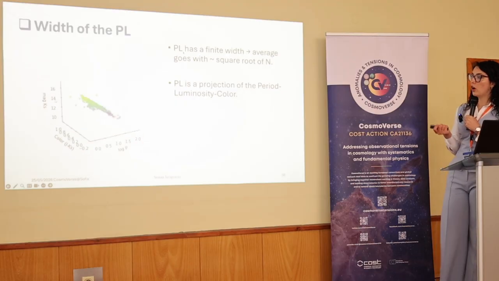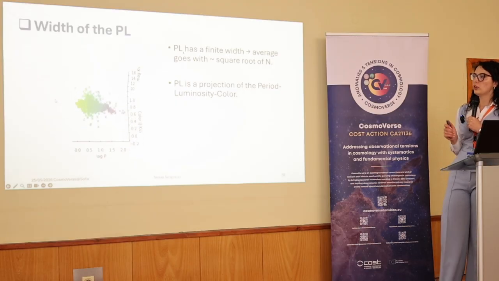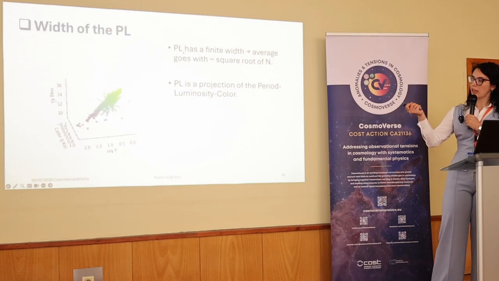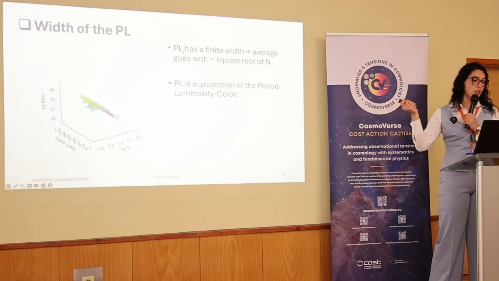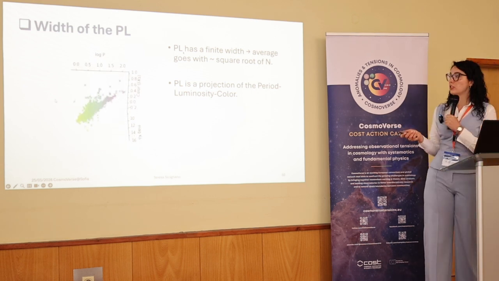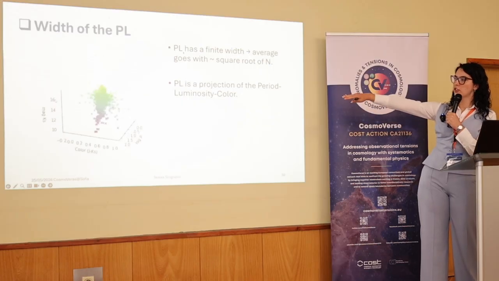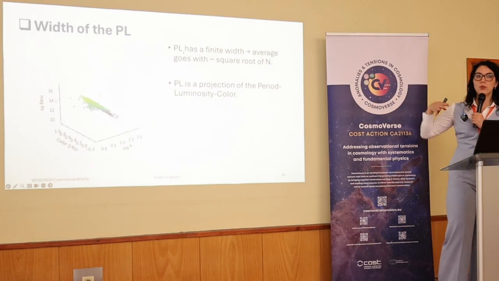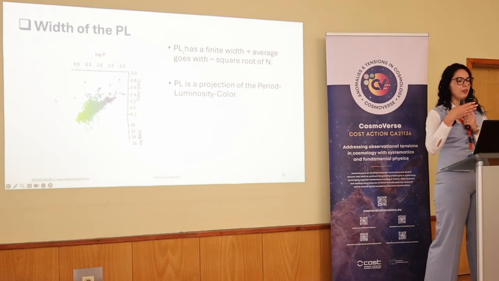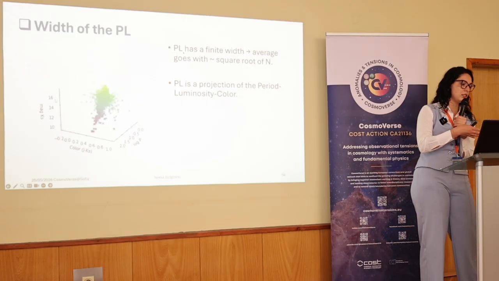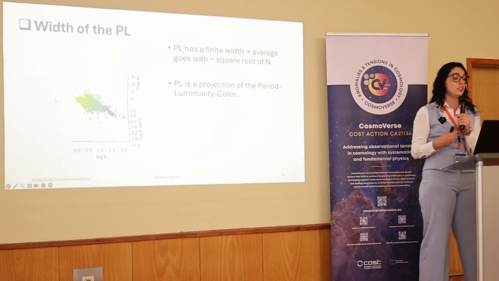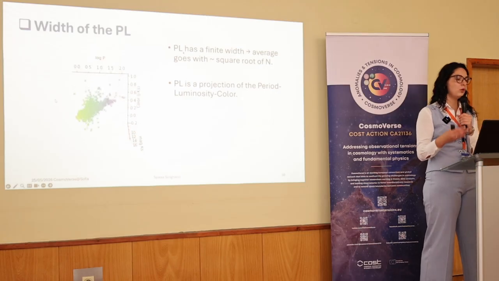First of all, let's say the width of the period luminosity relation. Here you can see an example of the Cepheids populating the period luminosity color relation, and you can see that changing the projection angle will change the width of this relation. What we want is a small dispersion, because if you project the relation at a different angle, you will have more dispersion. This is linked to the fact that the period luminosity relation has a finite width that is given by the period luminosity color plane. And so we need to populate it better with more and more points.